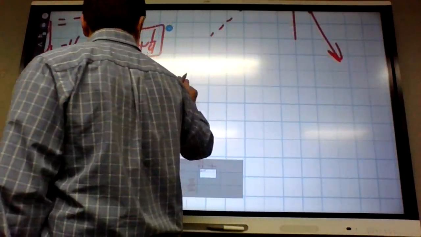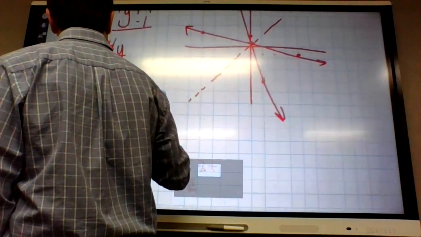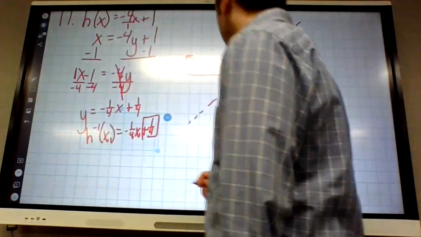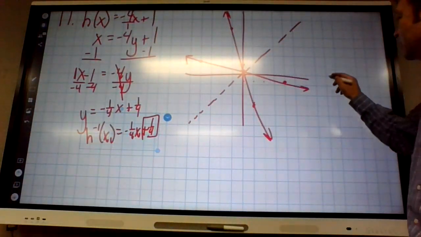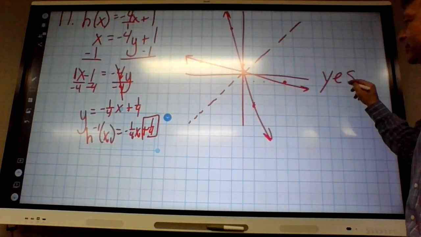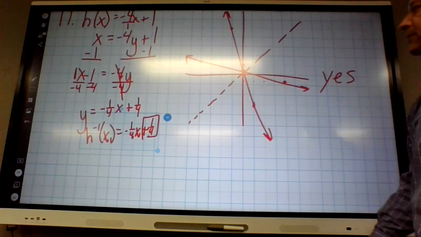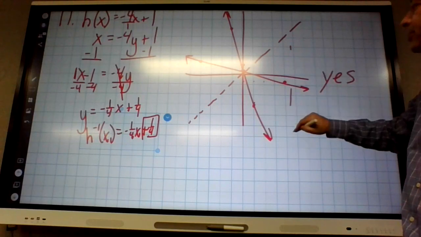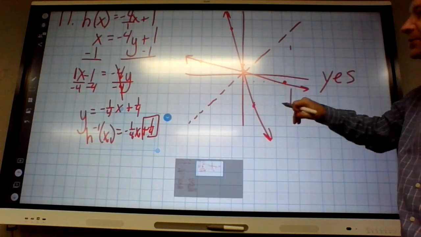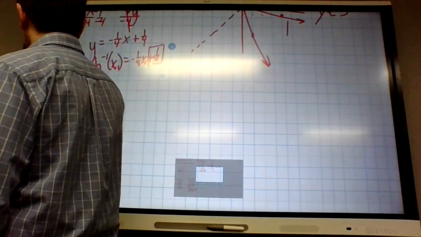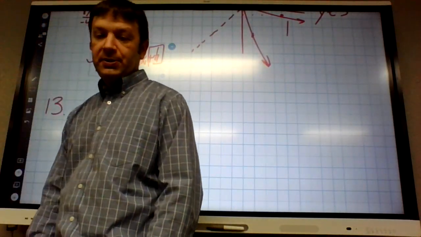13, oh boy. Don't we say if it's a function? Oh, does it ask that? Yes. Alright, is it a function? Yes. So graphically you can tell if it passes the vertical line test, it only crosses through at one point. And it does only cross through at one point. 13.